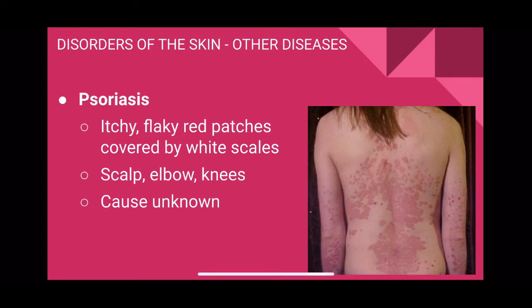Some other diseases of the skin, these don't have to do with collagen. The first is psoriasis. Psoriasis is marked by itchy, flaky, red patches of the skin like you see on the individual in the picture. It appears most commonly on the scalp, eyebrows, and knees, and again, its cause is completely unknown, which usually makes it very hard to treat.